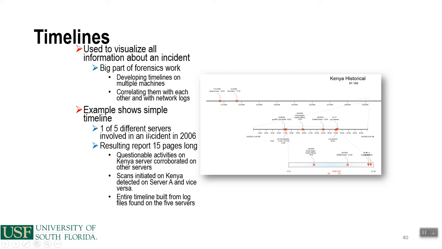It covers one of the 5 different servers involved in an incident in 2006, resulting in a report that's 15 pages long. Questionable activities on Kenya's server were corroborated on other servers, scans initiated on Kenya's server were detected on server A and vice versa, and the entire timeline was built from log files found on 5 servers.